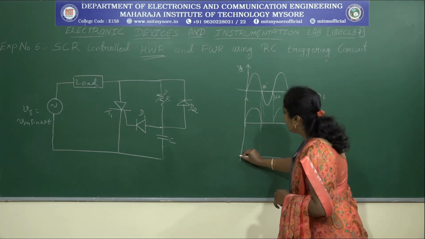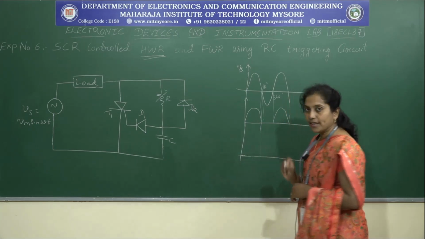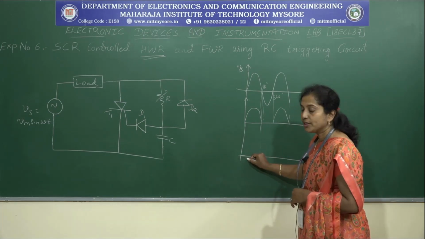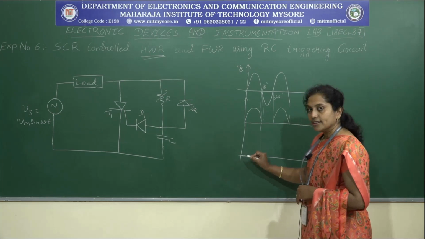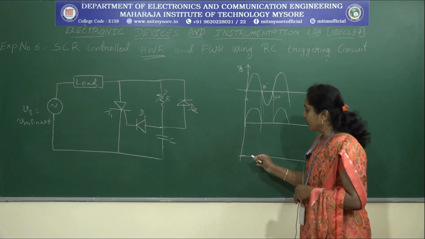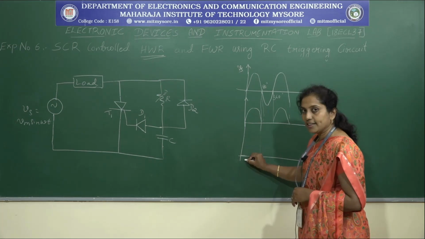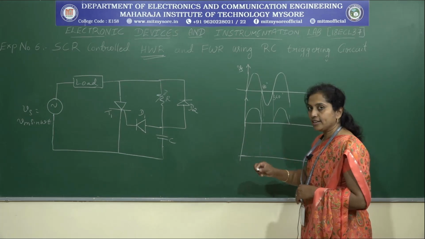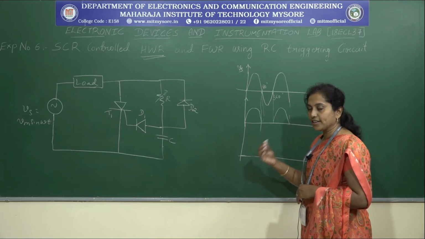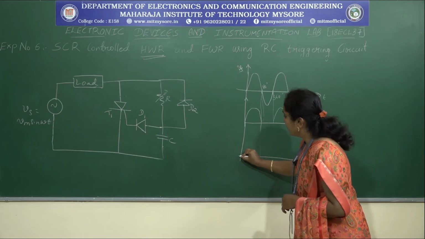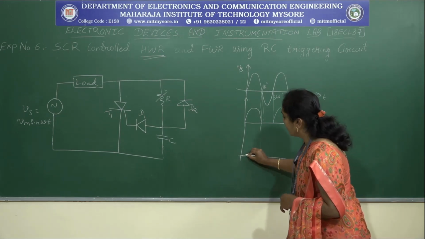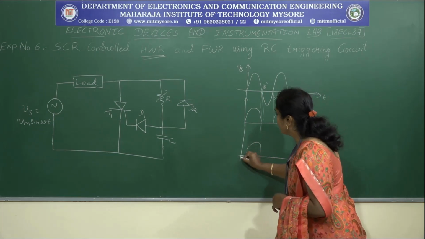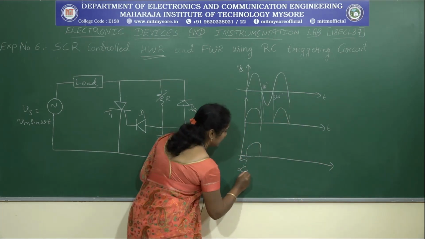In the SCR there is the firing angle. What do you mean by firing angle? It is the angle measured to turn on the SCR. That means the firing angle is measured from the instant when the SCR is forward biased to the instant when the gate triggering pulse is applied. So the angle is like that. This is alpha, and alpha is nothing but the firing angle.